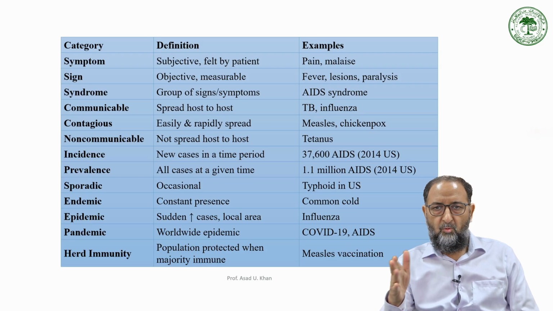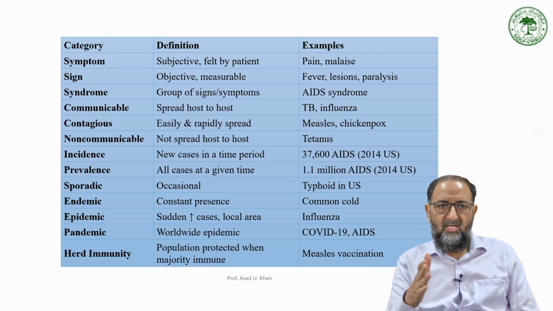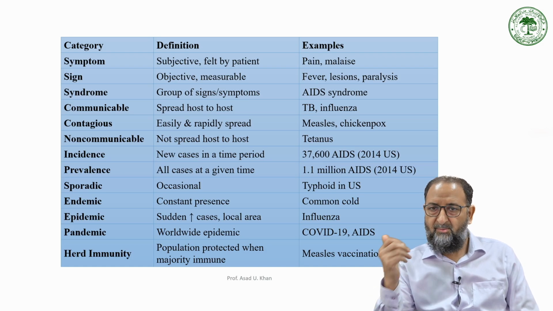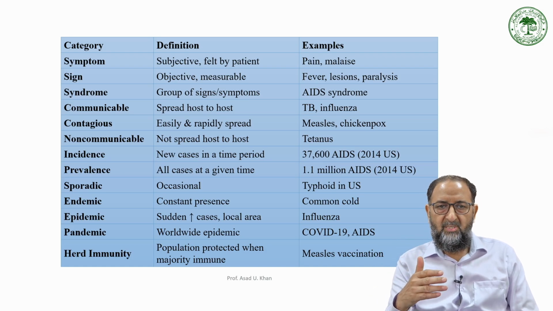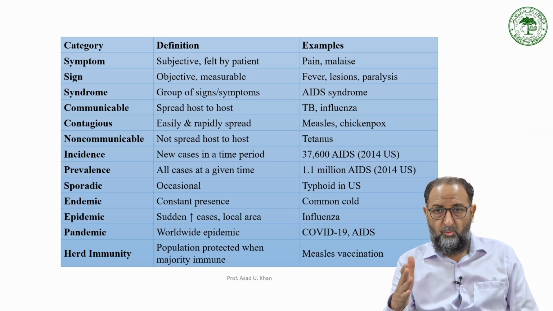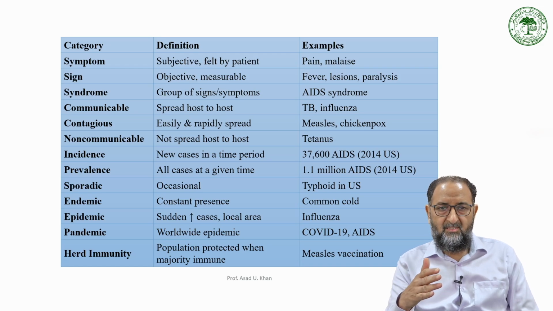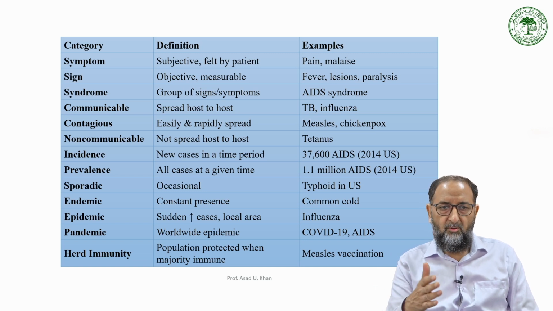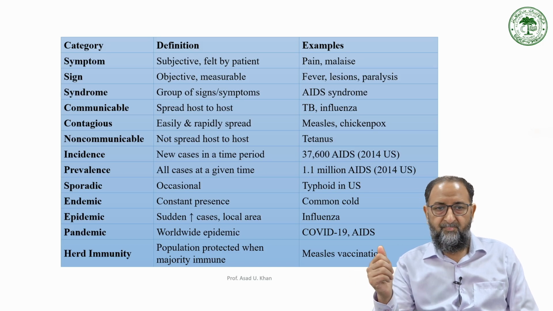Communicable means spread from host to host, like TB and influenza. Contagious means early, easily, and rapidly spread disease, like measles and chickenpox. Non-communicable is not spread from host to host, like tetanus. Incidence is new cases in a time period. Prevalence means all cases at a given time. Sporadic is occasional, and endemic is constant presence, like the common cold.